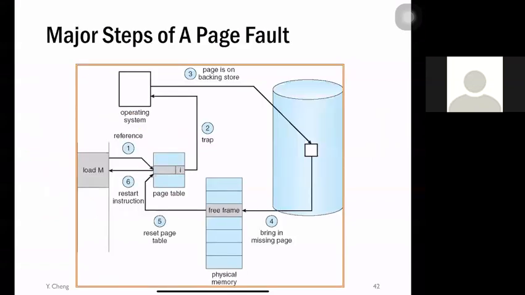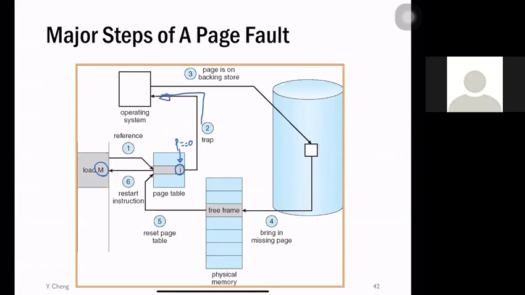And this slide shows the major steps at a high level from the hardware perspective. If you take a look at the very first step, you try to perform some memory reference, so there's a virtual memory access. You try to load the memory, called M. You first refer to the page table, and it turns out the P bit, the present bit, is 0. So that means there's a hardware interrupt trap that traps into the operating system. So right now, the operating system gains full control.